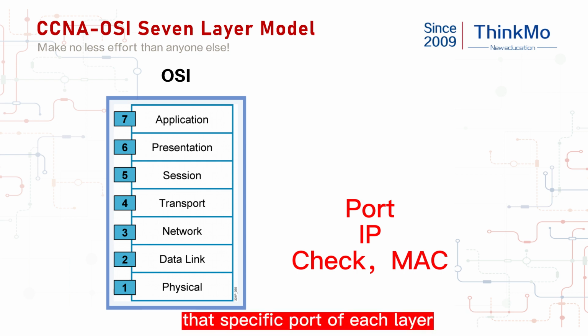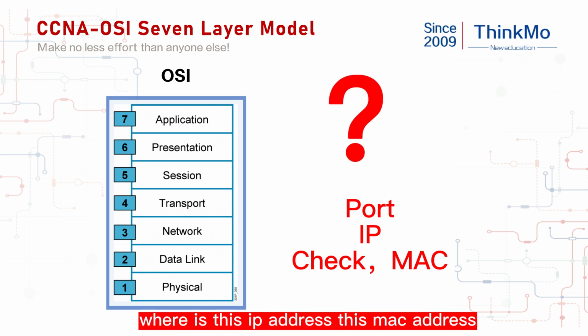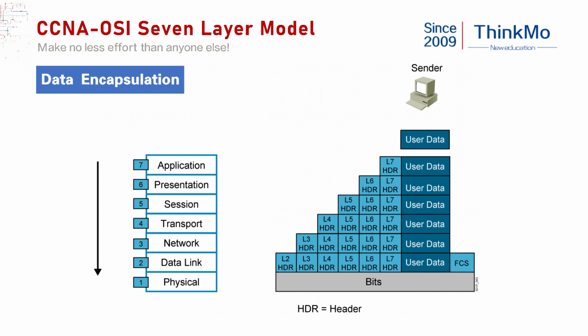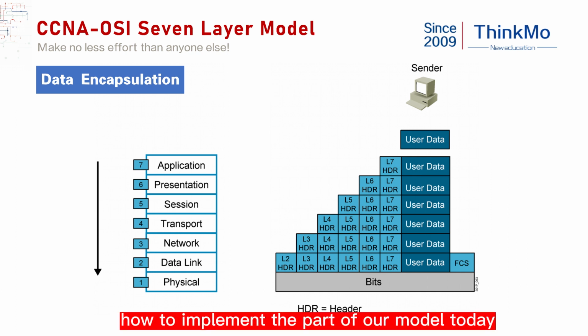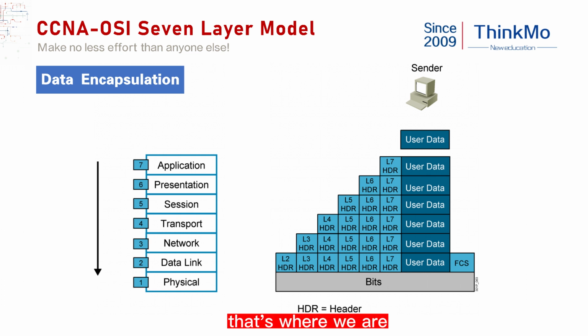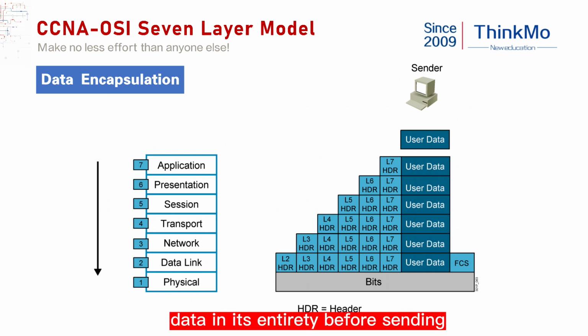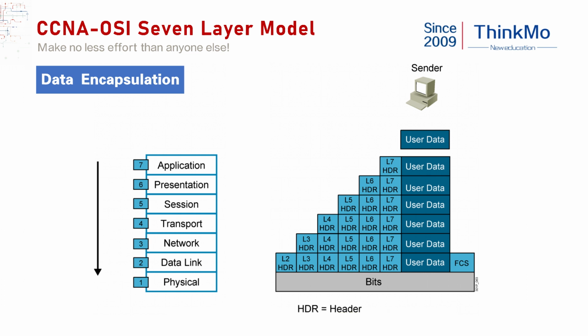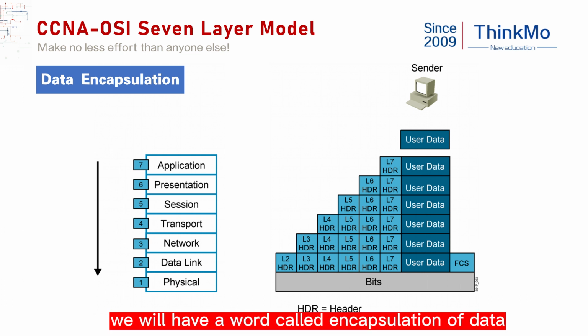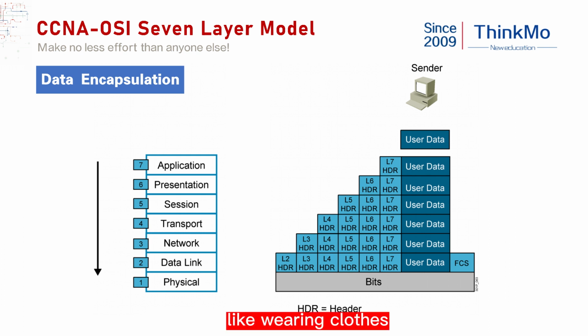That specific port of each layer, where is this IP address, this MAC address? Don't worry, we will talk about how to implement it in the model part today. That's where we are: before sending, the data in its entirety will go through what we call encapsulation of data. So what does data encapsulation mean? Like wearing clothes.